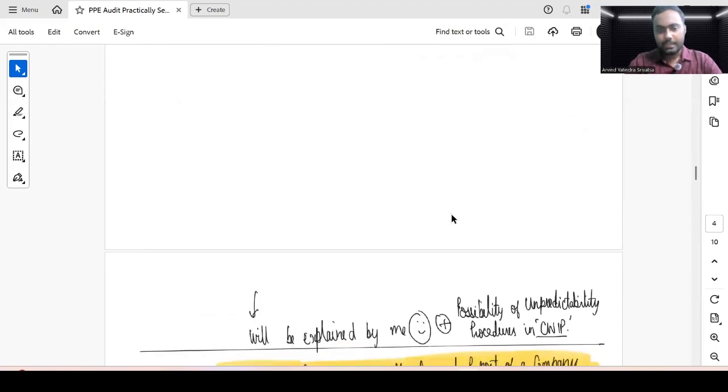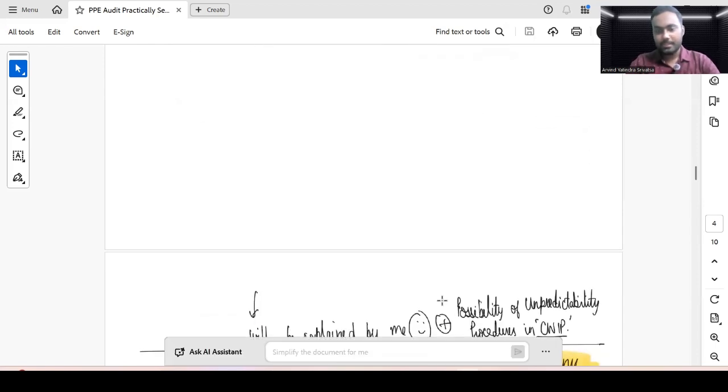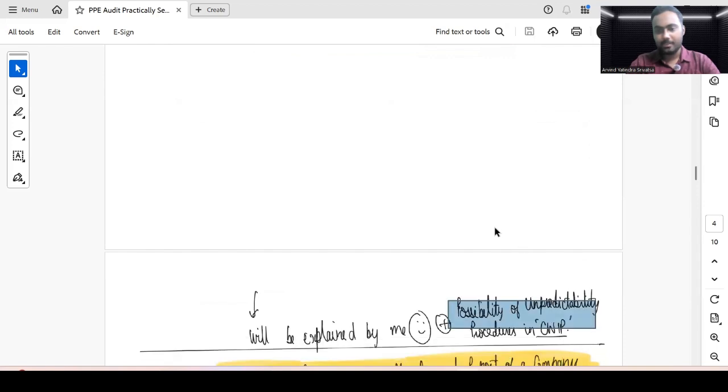Yep. And so I've explained this case and possibility of unpredictability procedures in CWIP. Okay, so one of the unpredictability procedures which I highly recommend is probably going and visiting the asset, seeing whether the asset is actually there in place, seeing the relevance of the asset, getting an understanding from the people on the technical side as to what is the actual status of the asset, because technical people have no financial interest in the company to manipulate the financials, right?